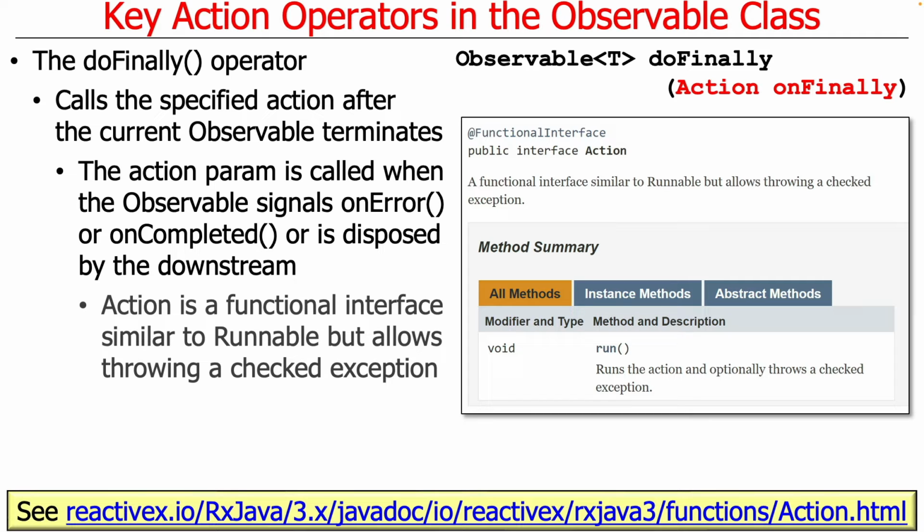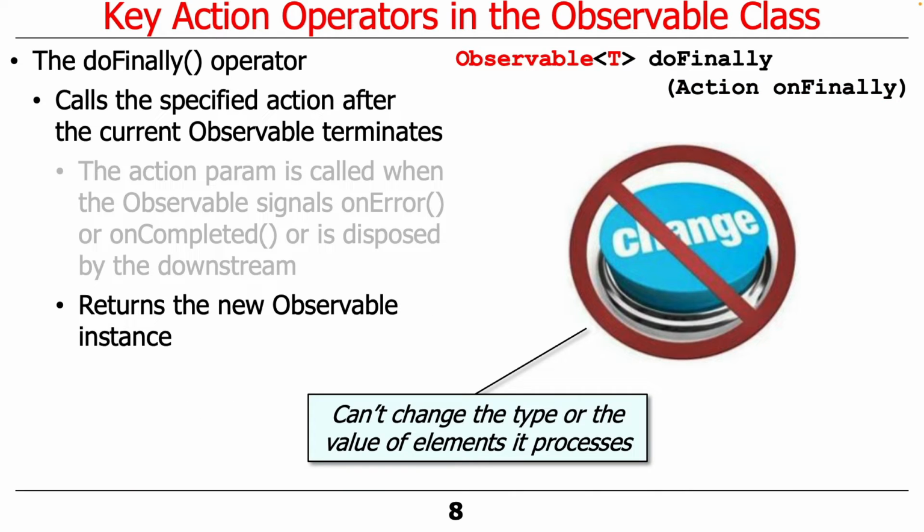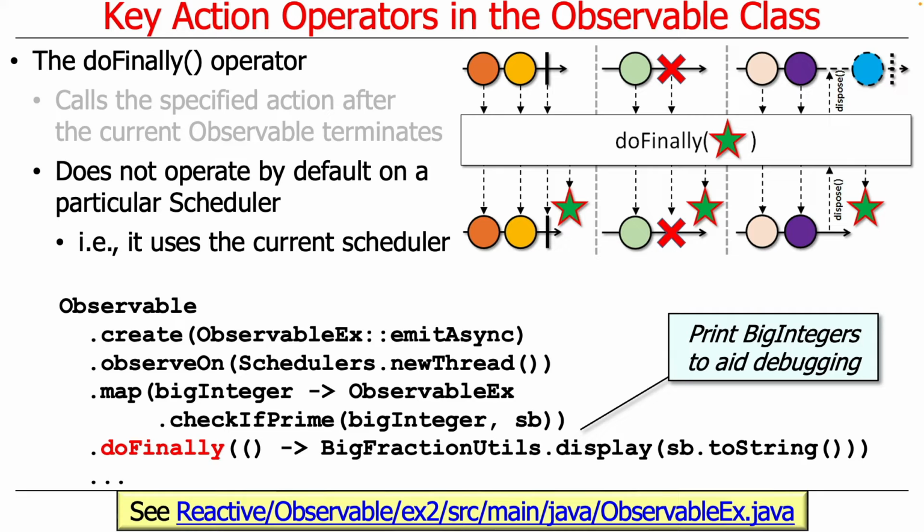Action is a functional interface, similar to Runnable, but it allows the throwing of a checked exception. So that's the main way it differs from a Runnable, but it's very, very similar. It's also similar to a Runnable in that it's a callback that only has side effects. It's intended to have side effects, but it will not change the type or the value of the elements that are processed as they flow through the doFinally part of the code. So nothing can change. It can just have a side effect. By default, it doesn't operate on a particular scheduler. It uses whatever the current scheduling context is, which is usually obvious from the context, no pun intended.